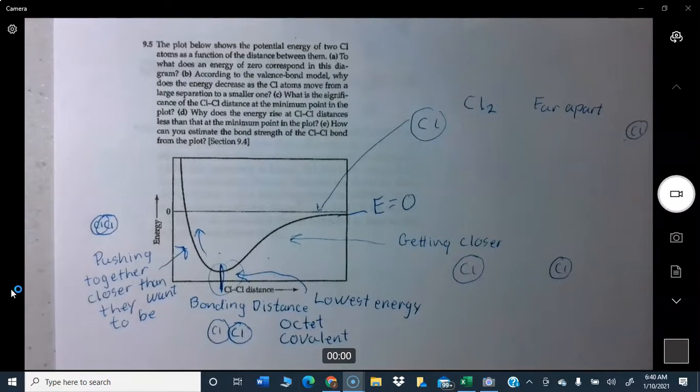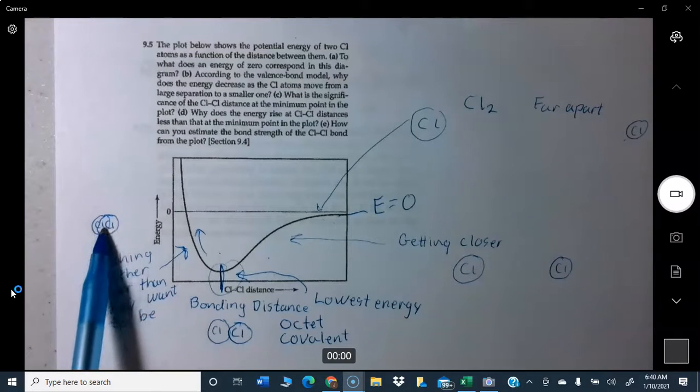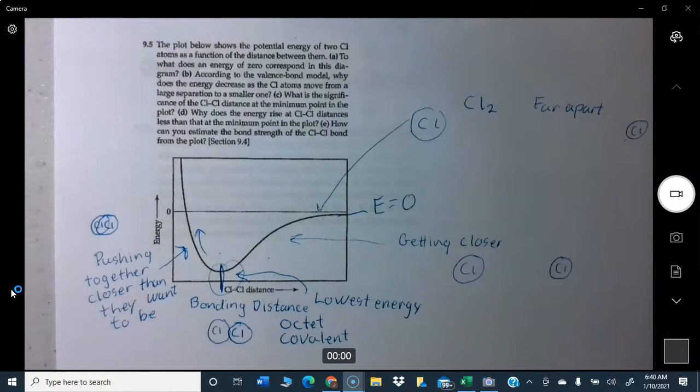D, why does the energy rise at Cl-Cl distances less than the minimum point of the plot? And that's what I said here. Pushing them closer together, you're crowding the protons and electrons too close together, closer than they'd like to be, so it looks like that. And so they want to push apart. Okay, that's why the energy starts to rise as the distance gets less and less.